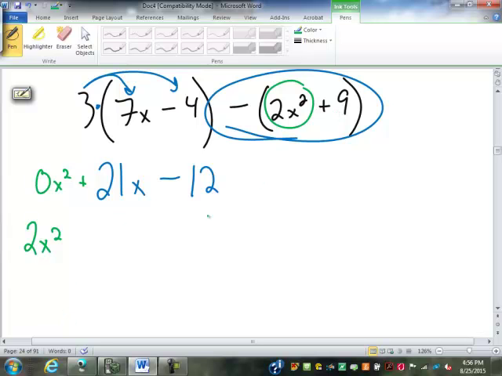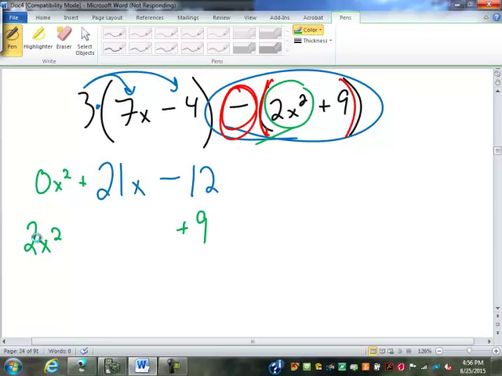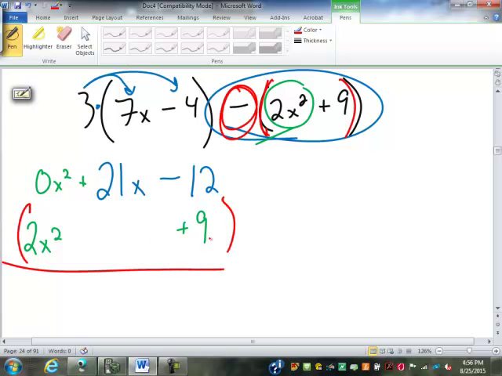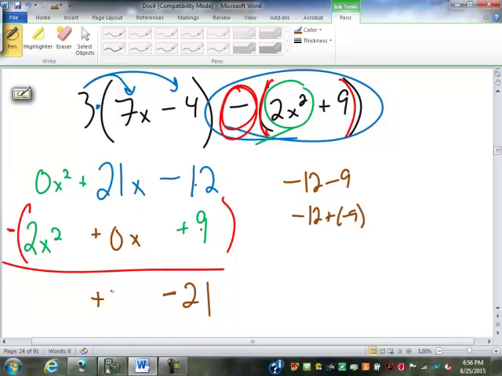Where's the 9 going to go? Under the 12, under the minus 12. Now we are still subtracting here. Since this is in parentheses, both of these are being subtracted. So this is negative 12 minus 9, or negative 12 plus a negative 9, which will be negative 21. How about the 21x? Yeah, basically nothing happens. Think of that as a 0x. It's still 21x. And 0 minus 2 is negative 2x squared.